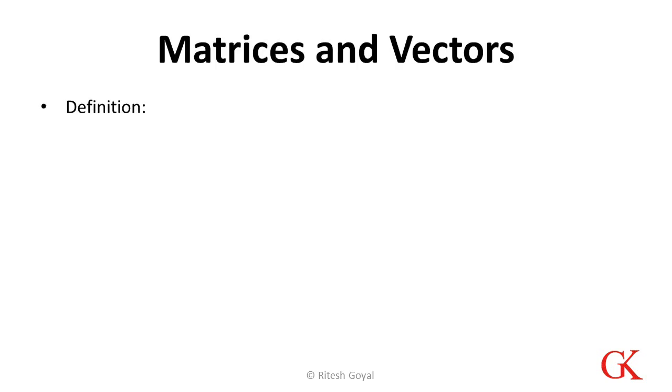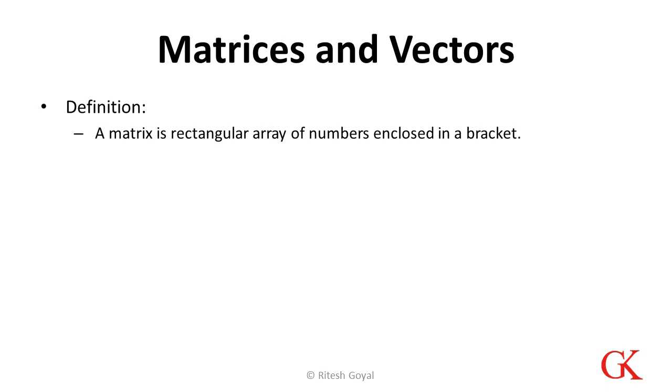Matrices and vectors. I believe that most of you know what a matrix is and what a vector is. Still, to refresh your memories, we are starting with the basics, with the definition. If we define a matrix, it's a rectangular array of numbers enclosed in a bracket. It means we have some numbers, some random numbers or some systematic numbers, and we represent them in a rectangular array and enclose them in a bracket.